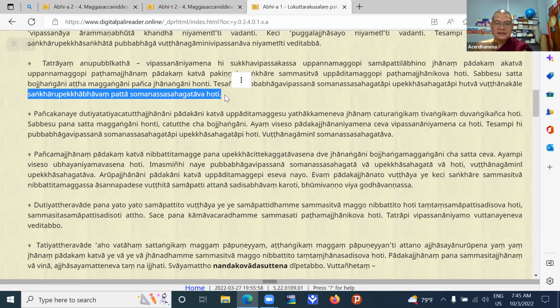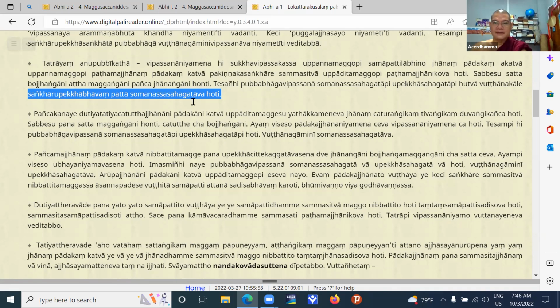As the magga is the first jhanika magga, the saccavibhaṅgo also must be associated with somanasa only. That is the meaning. So according to this, if the magga is Chatutha Jhanika magga, saccavibhaṅgo will be associated with upekkha only.